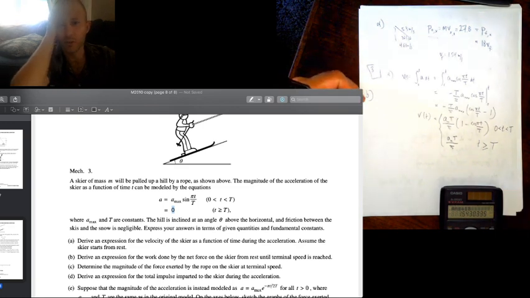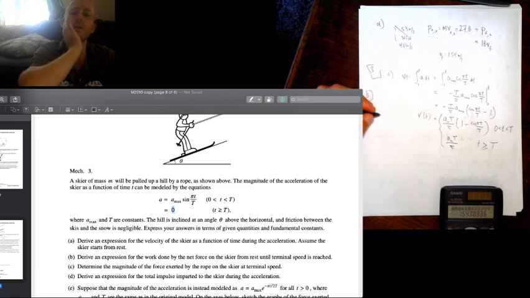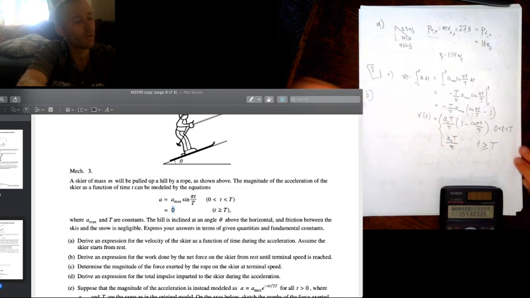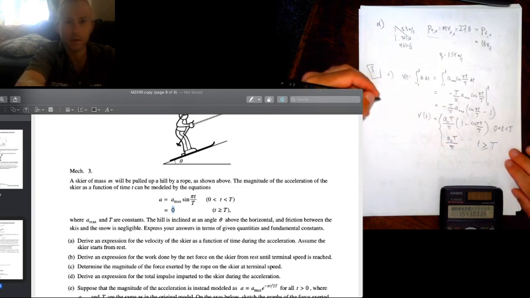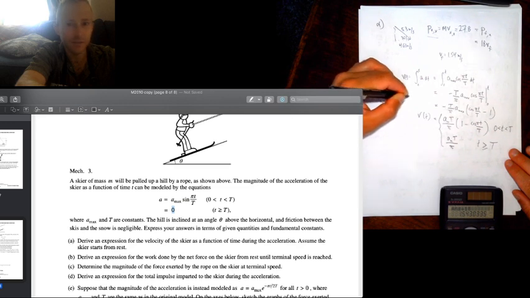Derive an expression for the work done by the net force on the skier from rest until the terminal speed is reached. All right, so work. Okay, so first of all, the net force is going to be ma. So it's going to be m a_max sine of pi little t over big T.